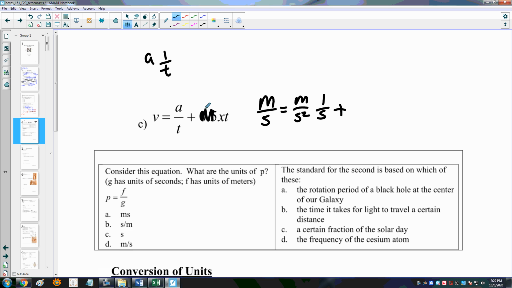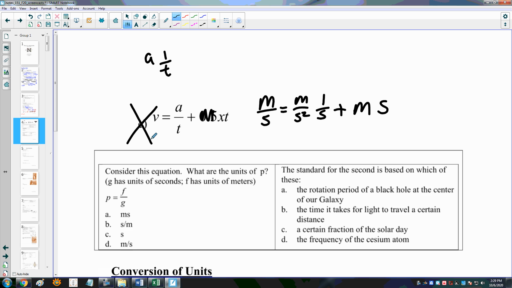Plus, get rid of the half there. It's just an integration constant, we call it. And this is meters times time, which is seconds. So none of these are the same. I have meters per second here, meters per second cubed, and meters second. So this one is not dimensionally correct.